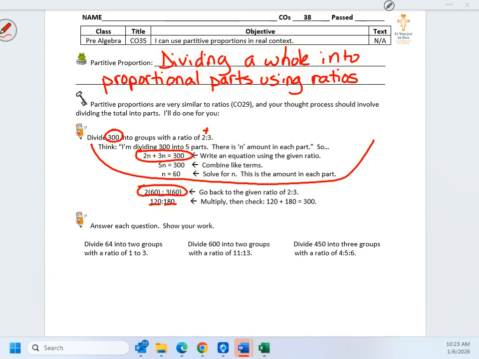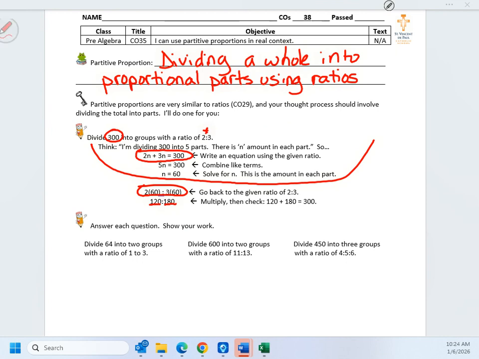Just know, key things. Add up how many parts there are. So add up all the parts of the ratio. Divide your whole by how many parts. Then go back and multiply each of those ratio numbers by how much they equal. Does that make sense? Kind of, sort of.